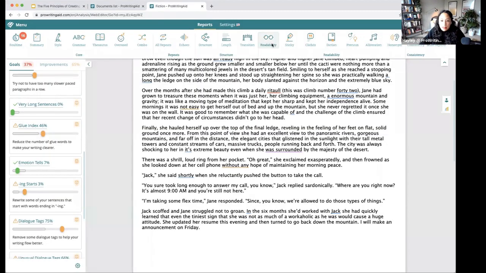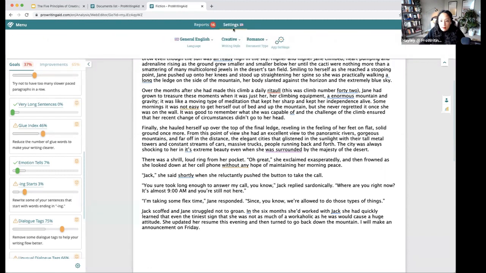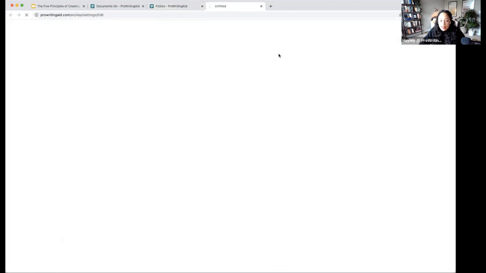ProWritingAid does have some specific ways in your settings. If you come in here, I went to settings and then app settings.